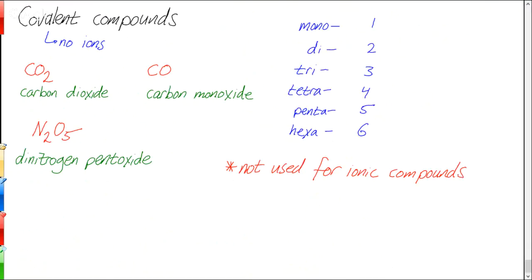So in order to use this scheme, you have to first recognize that your compound is purely a covalent compound and does not have ions in it. Then you can use this.